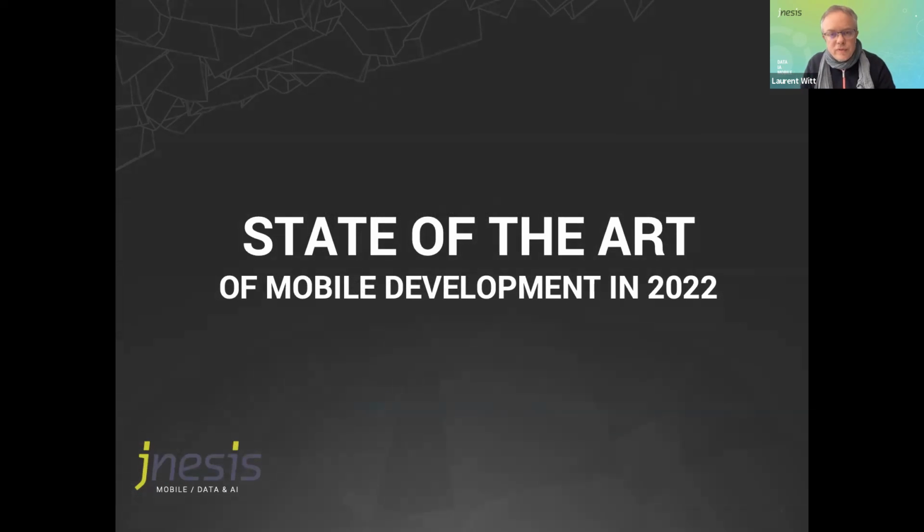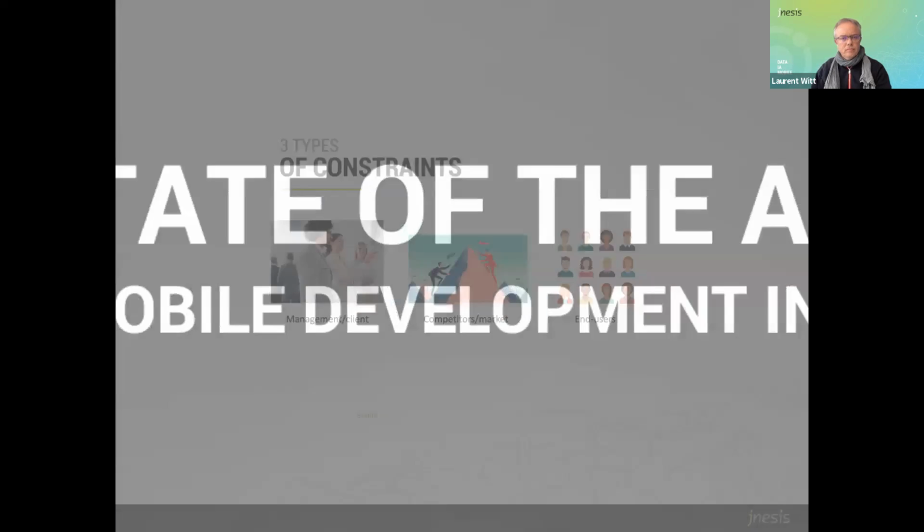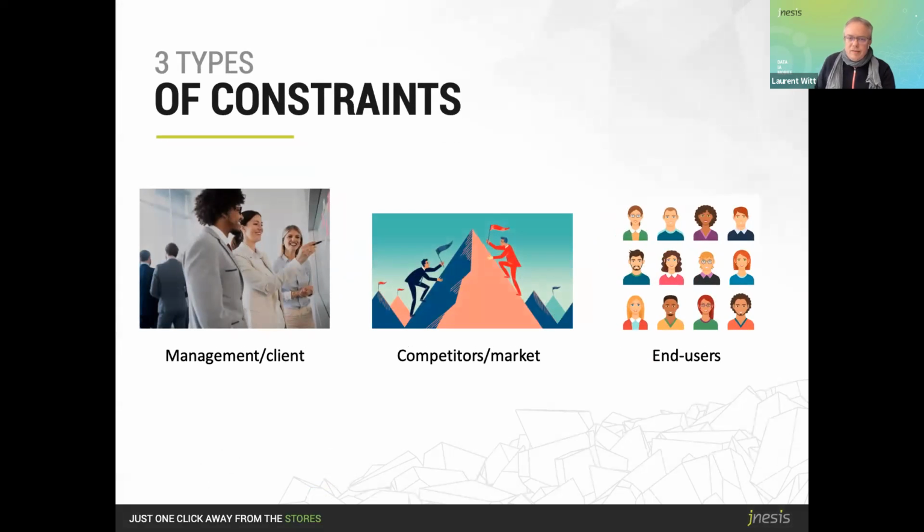So now let's start with a short state of the art of mobile development in 2022. One way to look at it is to dive into the daily life of a single mobile app developer or a team and see the challenges we all face every day. First, let's have a look at the three main types of constraints you will face when it comes to developing a mobile app. The first source of pressure you may have to deal with is your management, colleagues, or clients if you work for a third party.